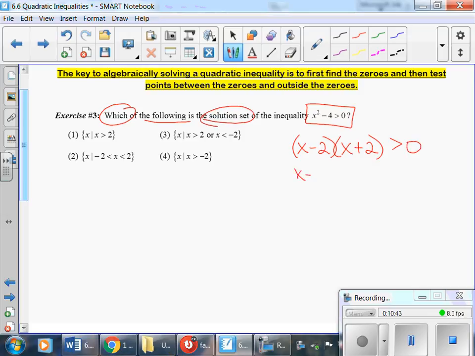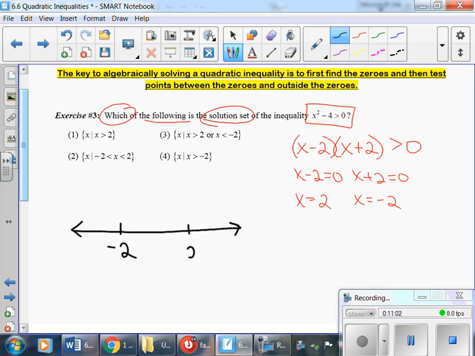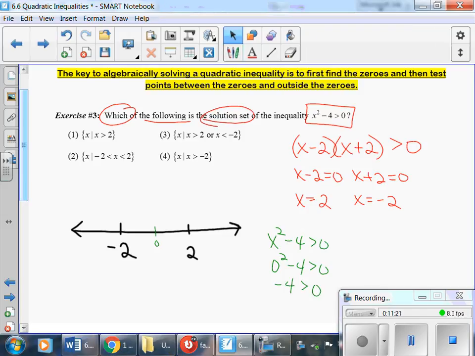So my zeros are going to be, now, do you have to do this all out? I think most of you would be able to do this in your head, but you get positive 2 and negative 2 being my zeros. Again, I really enjoy going to the number line and putting in my negative 2 and positive 2. In this case, it doesn't happen all the time, but 0 does fall between them. So I'm going to test my 0. I have x squared minus 4 is greater than 0. 0 squared minus 4 is greater than 0. Is negative 4 greater than 0? The answer is, of course not.